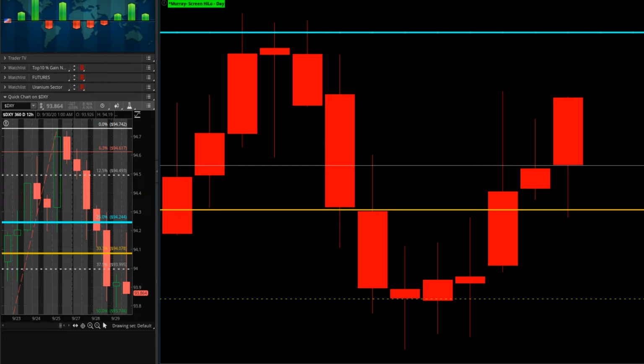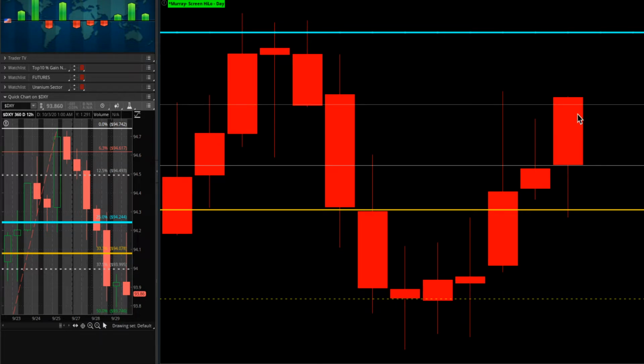Hey guys, today is September 30th of 2020 and I want to do a quick update on the pound dollar. I want to go over the price action, a midweek update I guess. I figure I could do that if I have the time. As you can see, we got a nice pop on the pound dollar.